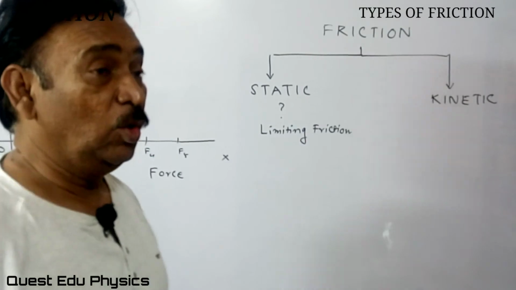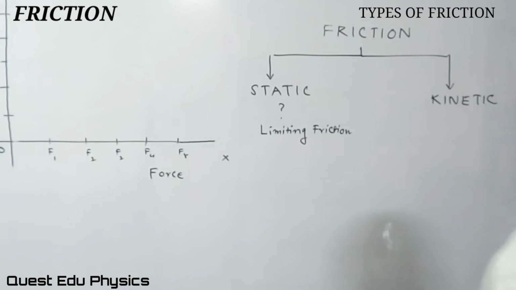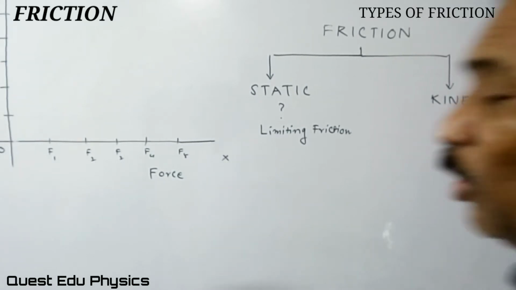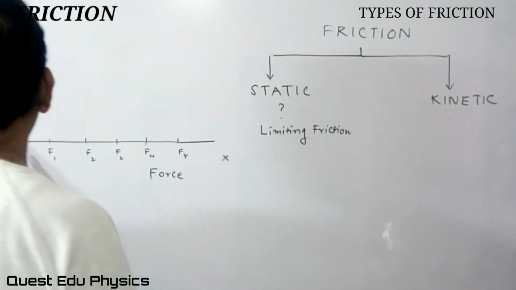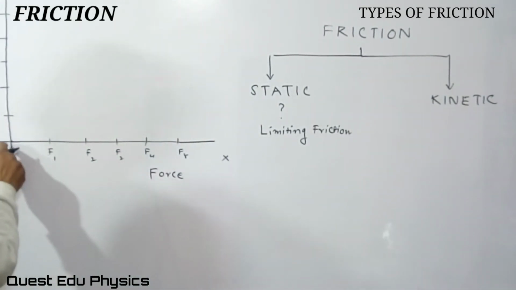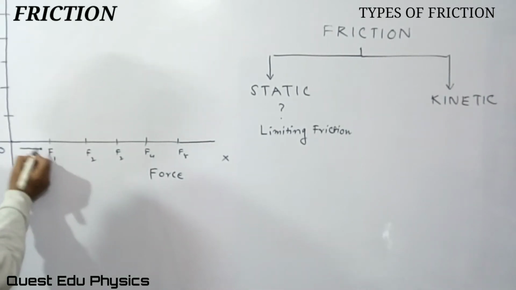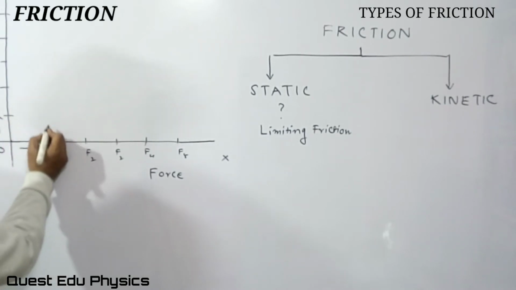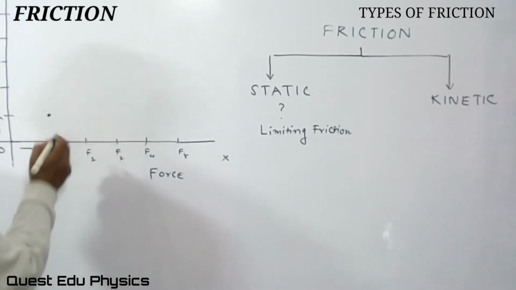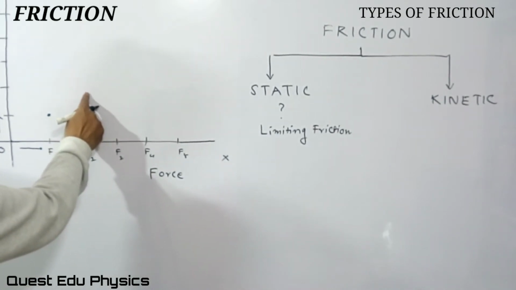I said no frictional force will develop when a body is resting over another body. That means here, initially the applied force and frictional force are 0. Then the force has been increased to F2. Then automatically the frictional force increases. I am locating this point. Then we increase to F2, and the frictional force is F2.